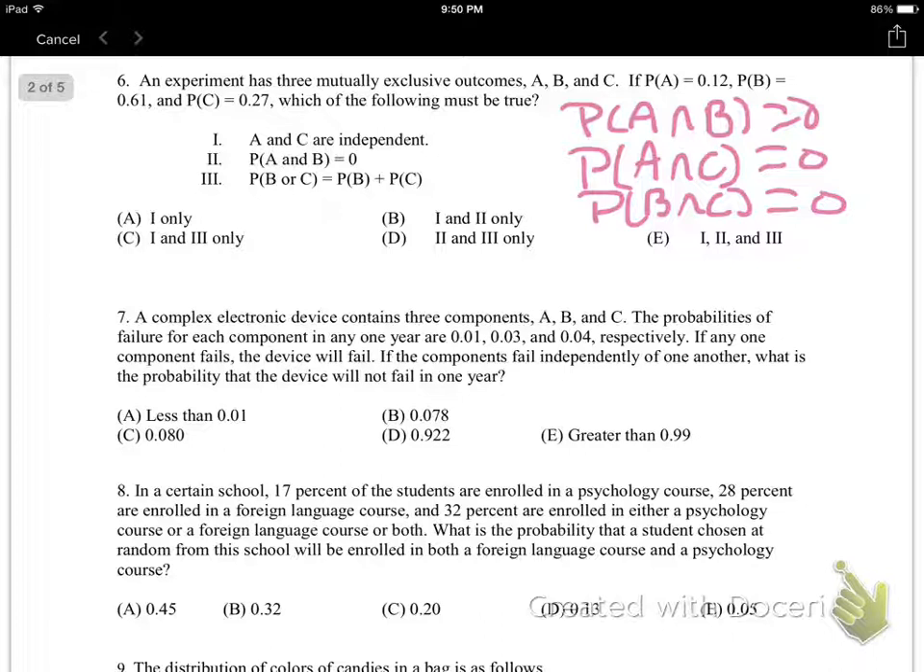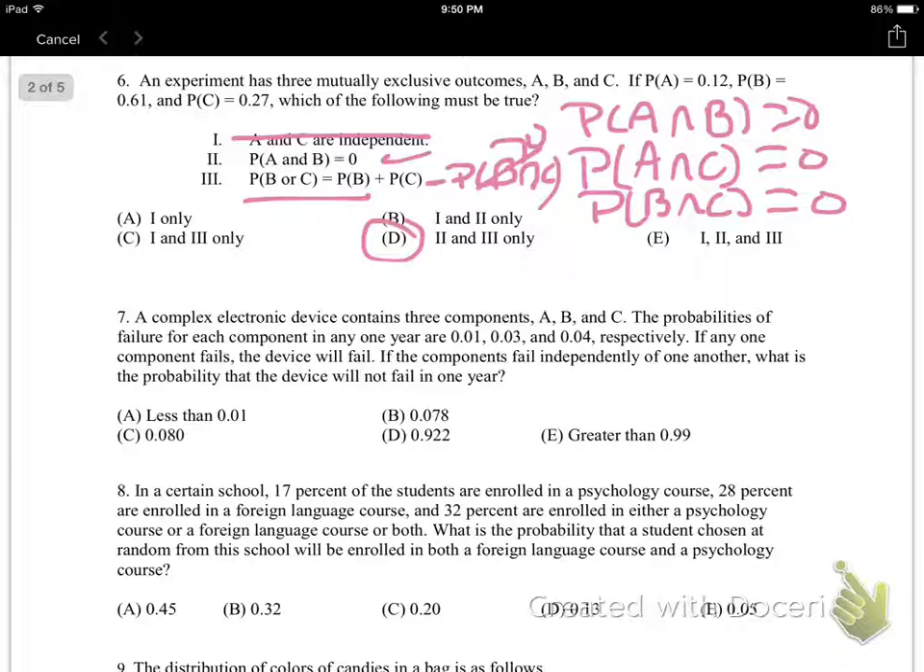Remember now, if they're equal to 0, then they can't be independent. They cannot be independent. So that one is out. 2 is a winner. Okay, what do we know here? The probability of B or C is equal to the probability of B plus the probability of C minus the probability of B and C. But that is 0, so yes, 3 is true. So the answer is 2 and 3, so the answer is D.